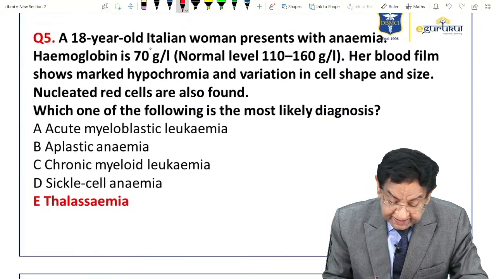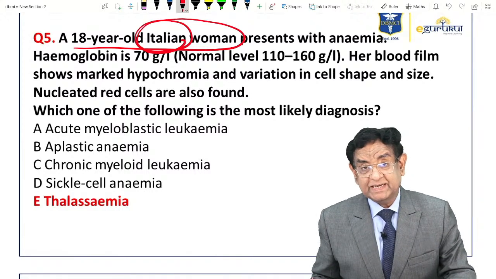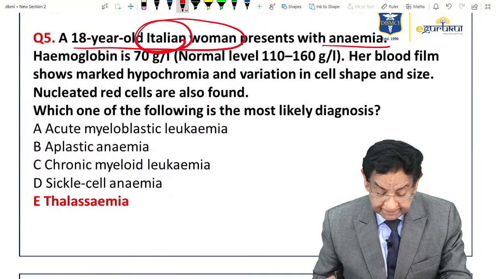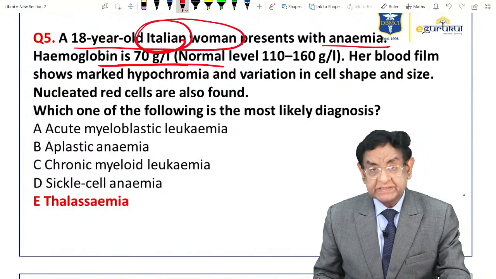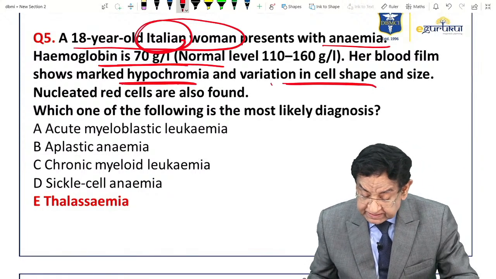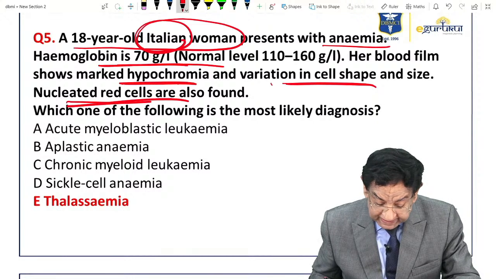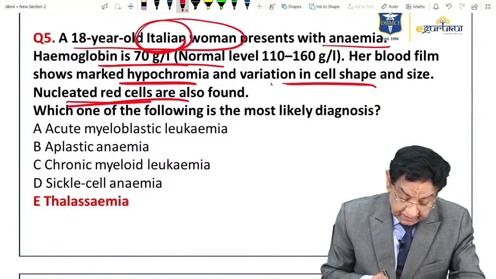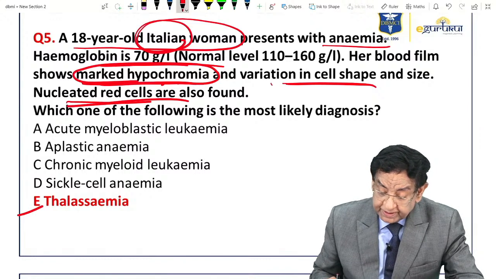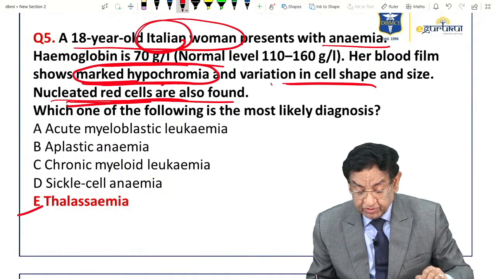Question number 5, we are getting an Italian woman. Italy, you remember the very basic, it is near the Mediterranean Sea, Greece, Italy. Anemia, Hb is 7 gram. Hypochromia is there and RBC shape is variable. Nucleated cells are there. The most likely answer is thalassemia. Look into the words marked hypochromia, and we are getting nucleated cells, Italian origin.